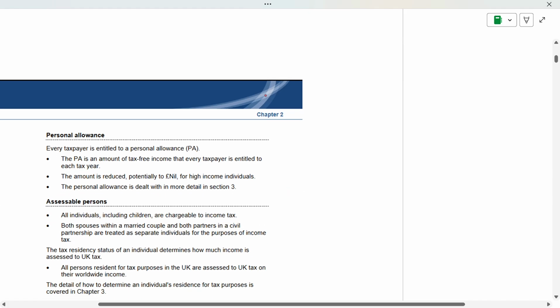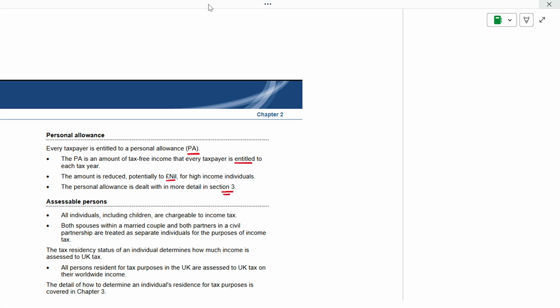Now, the personal allowance. The personal allowance is the amount of tax-free income if the taxpayer is entitled, if you are in that bracket. The personal allowance will be reduced, potentially to nil, for high income individuals. If you have a high individual income, it will be zero. We will cover that in section 3 in the same way. Who are the assessable persons?